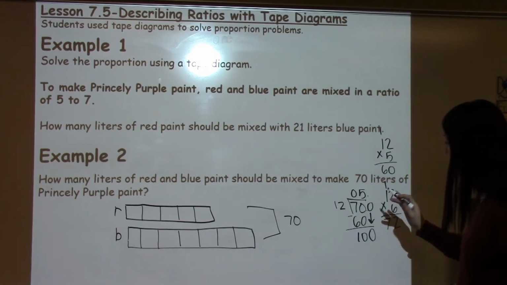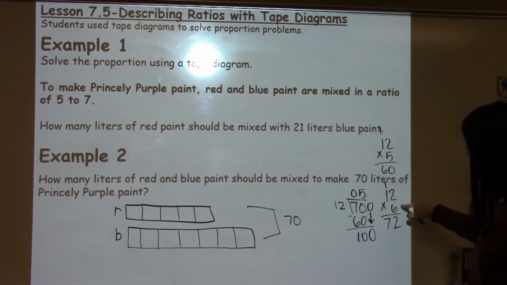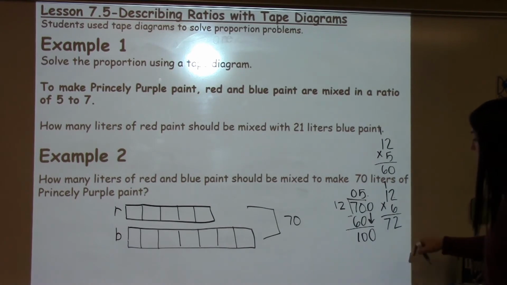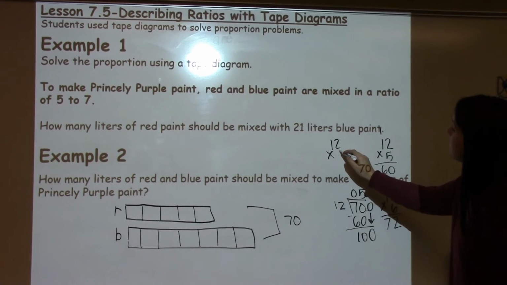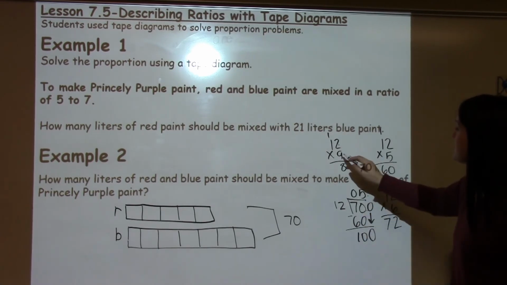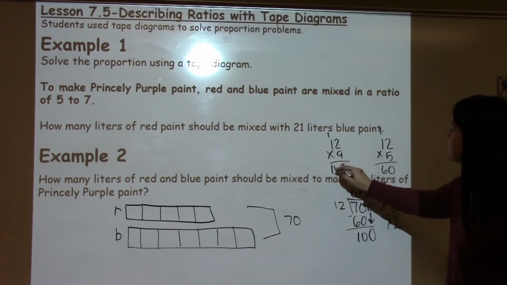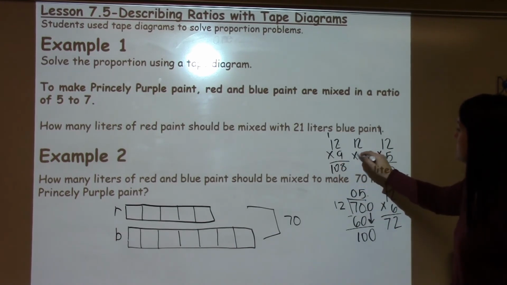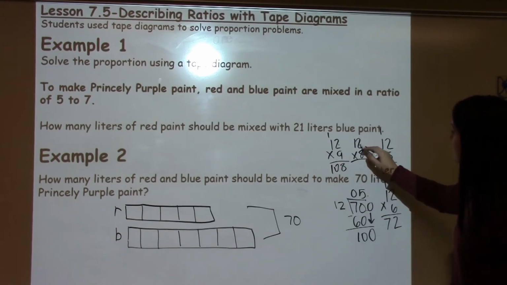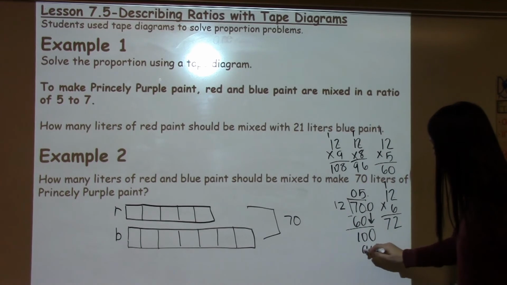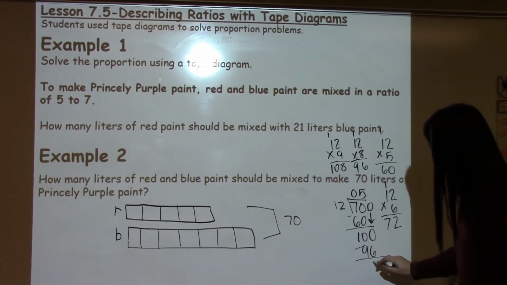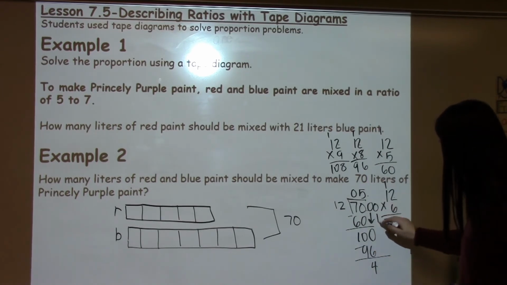So I'm going to say, how many times can 12 go into 100? I already know that 12 times 6 is really close, but I need to go higher than that. So I'm going to try 12 times 9. 9 times 2 is 18. 9 times 1 is 9, plus 1 is 10. That's a little too much. So I'm going to go down to 9 times 8. 8 times 2 is 16. 8 times 1 is 8, plus 1 is 9. So I've got 96. When I subtract, I'm left with 4, and I'm going to bring down another 0.